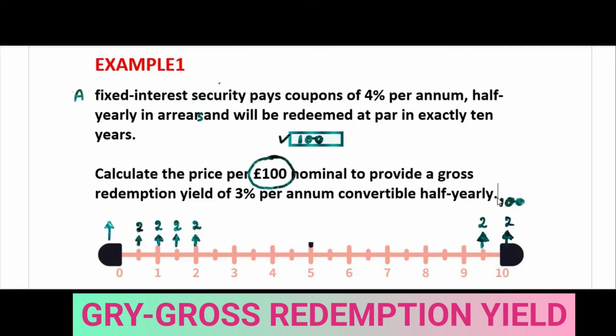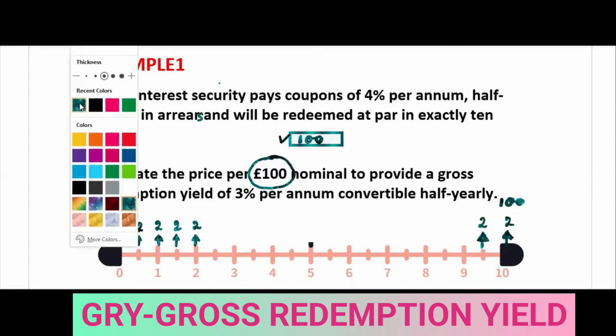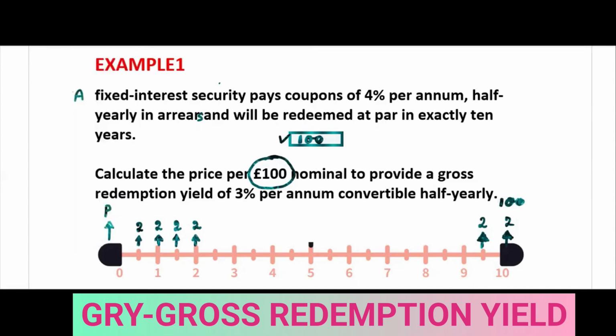So if you invest in this kind of a fixed interest security, or you can say bond, you will get these 2 every half year for 10 years and an extra 100. Okay, these are the amounts you are expecting for the next 10 years. How many payments? 20 plus 1, 21. Now the question is, what is the price you are prepared to pay for this kind of a legal document? You can say the bond, the fixed interest security.